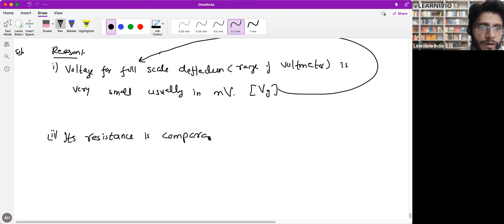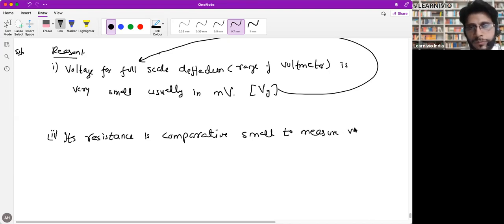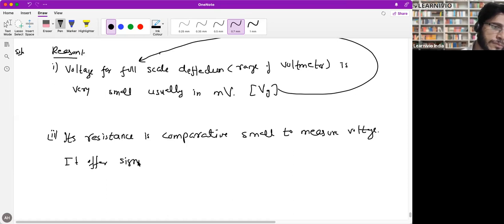It's comparatively small to measure voltage. Hence, it offers significant error. Significant error in measurement.